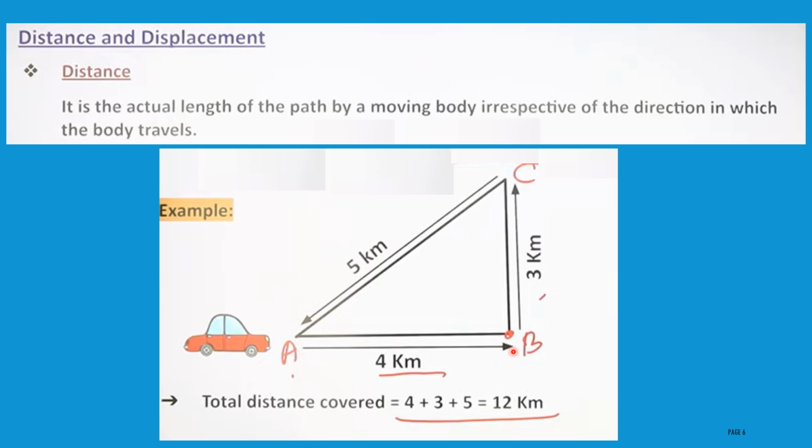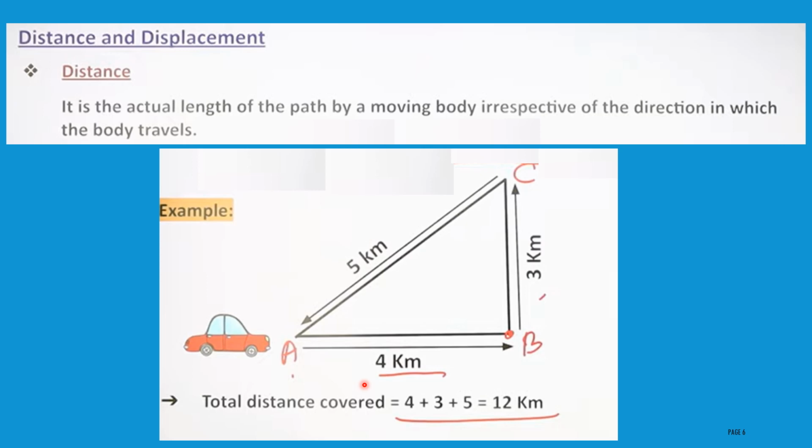Then after B, it starts its journey again and reaches point C, covering 3 kilometers. Then after C, it reaches its initial position A, covering 5 kilometers. If you add all the distances, you get the total distance covered by the car. 4 plus 3 plus 5 is 12 kilometers. Therefore, distance is the total distance covered by the body irrespective of the direction.